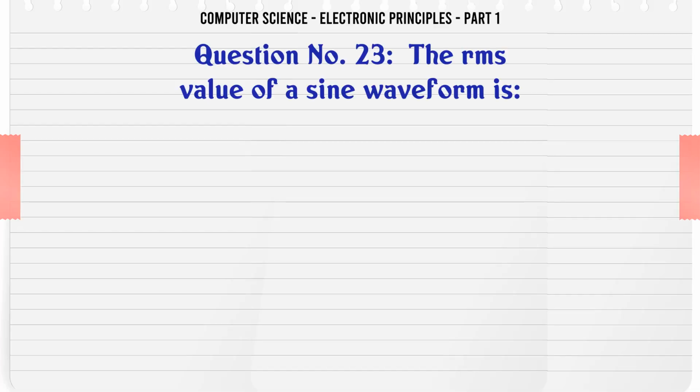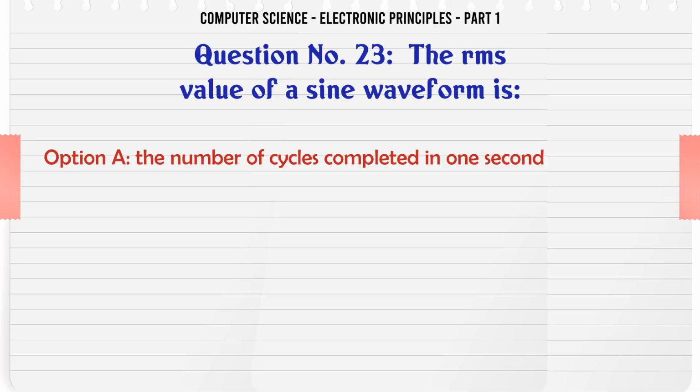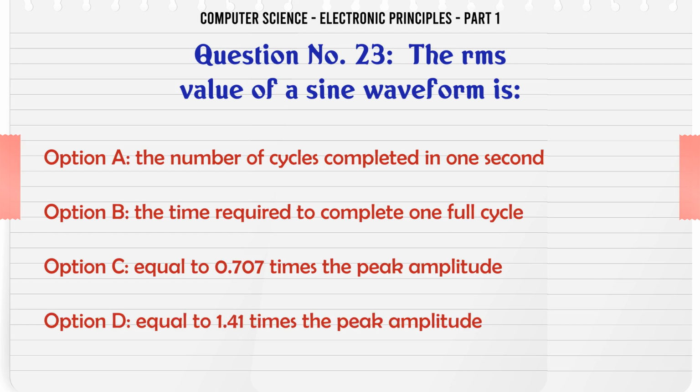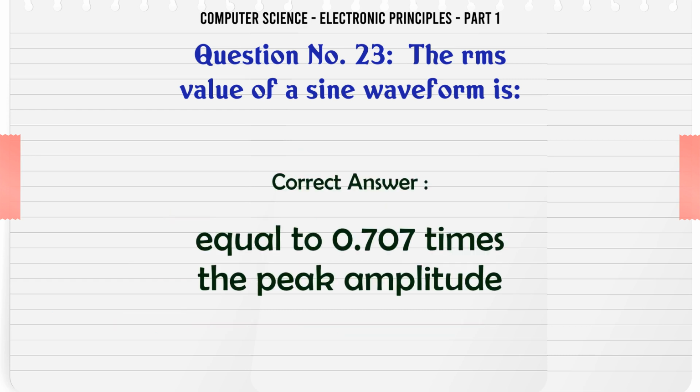The RMS value of a sine waveform is A. The number of cycles completed in 1 second. B. The time required to complete one full cycle. C. Equal to 0.707 times the peak amplitude. D. Equal to 1.41 times the peak amplitude. The correct answer is equal to 0.707 times the peak amplitude.